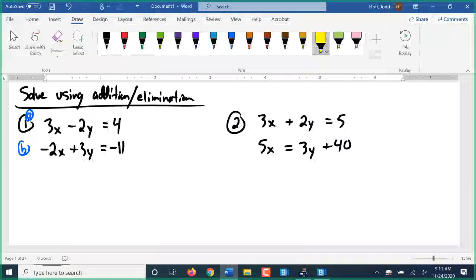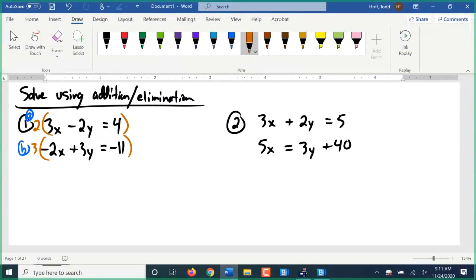Both of them have coefficients of 2 and 3, so their common multiple would be 6. Both of them have one positive and one negative, so it really makes no difference which variable we do here. I'm going to get rid of x since it's right there. So I'm going to multiply the top equation by 2, bottom equation by 3.